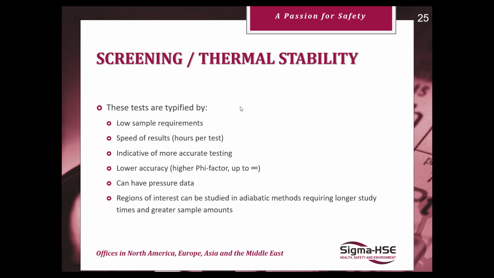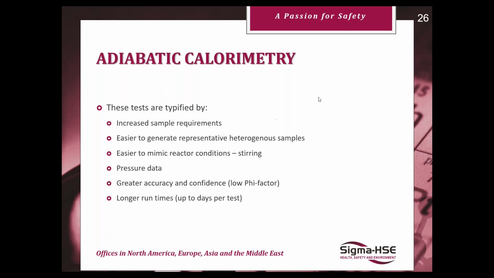These screening tests can also have pressure data, so that's where we would use our Carrier's tube for the pressure data. And as we've said, the regions of interest can then be studied in adiabatic methods. But these take more time and effort to conduct. So these tend to come later on in a process development timeline, which is where we move into adiabatic calorimetry, specifically to do with thermal stability.